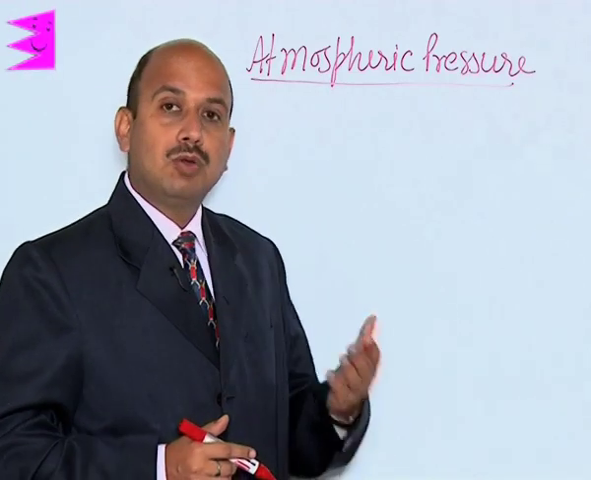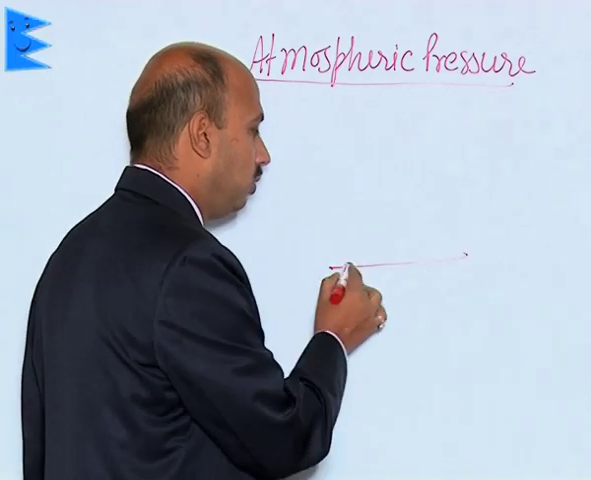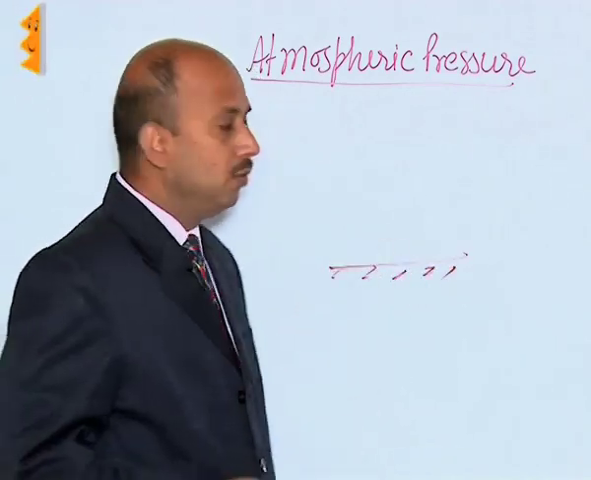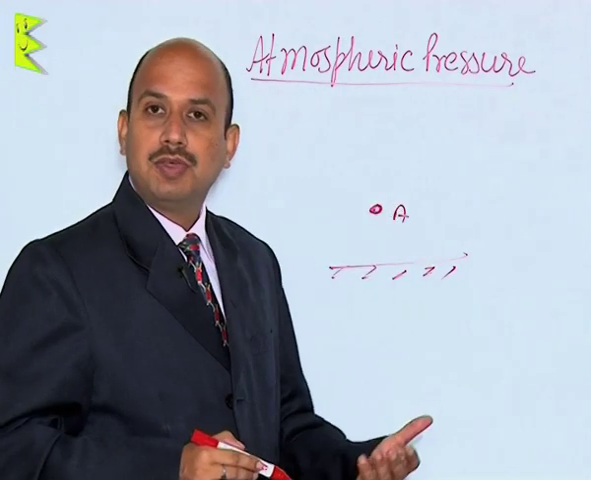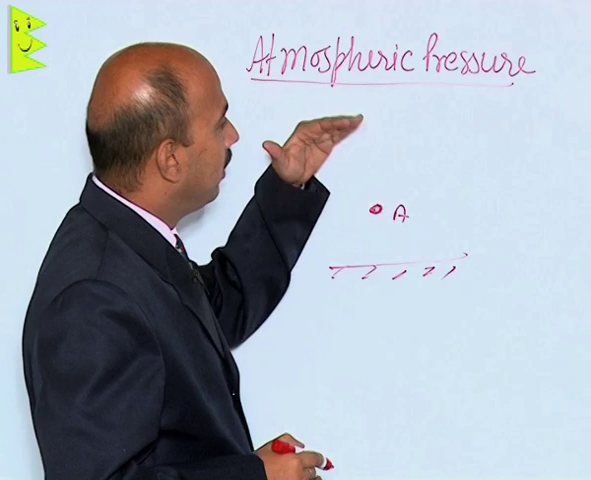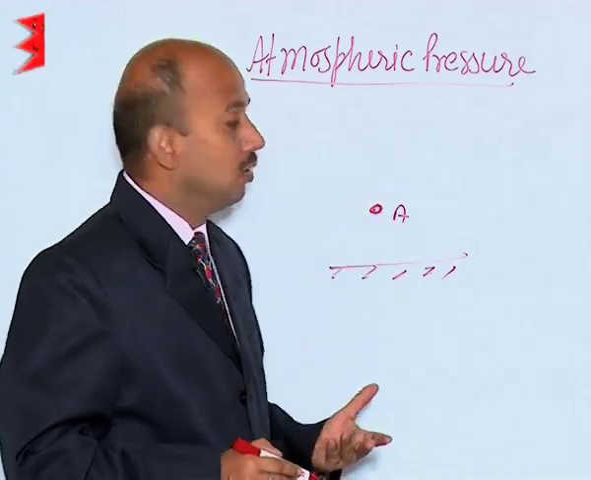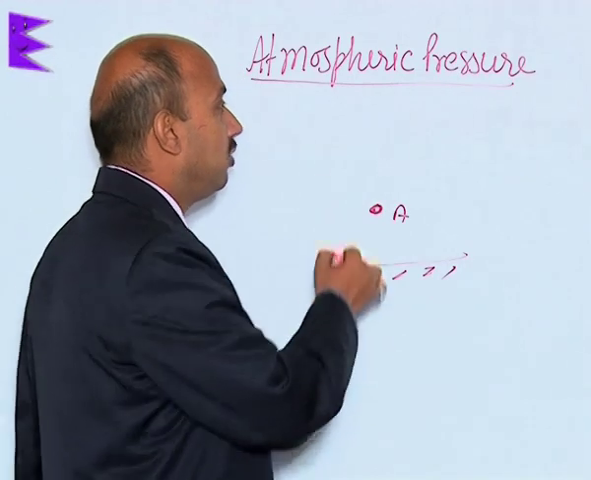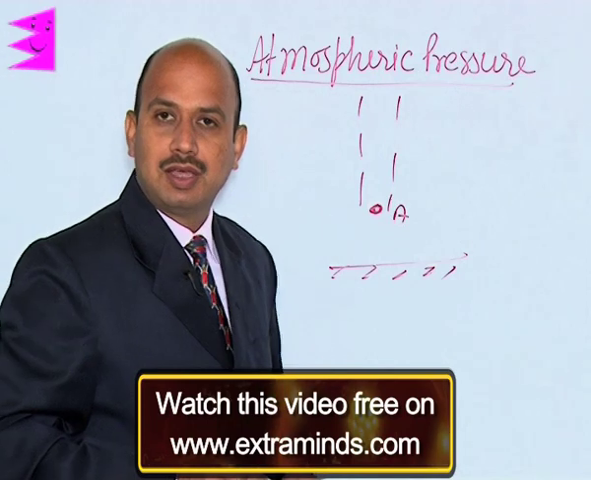Now, see here, if you want to define pressure at any point in the atmosphere, suppose this is the ground and you want to define pressure at this point A due to the atmosphere. You know, above this point the atmosphere extends to the top of the atmosphere. So, in this case, assume a vertical air column of unit cross-sectional area.